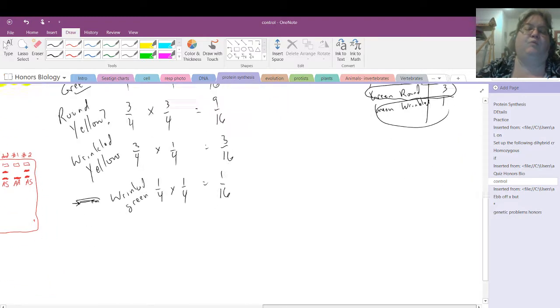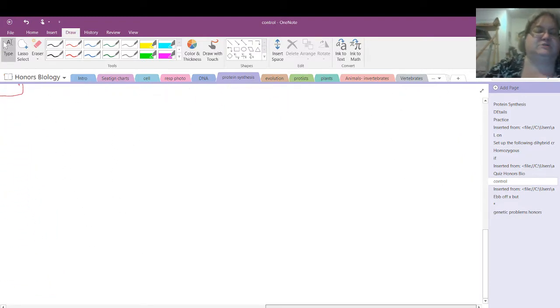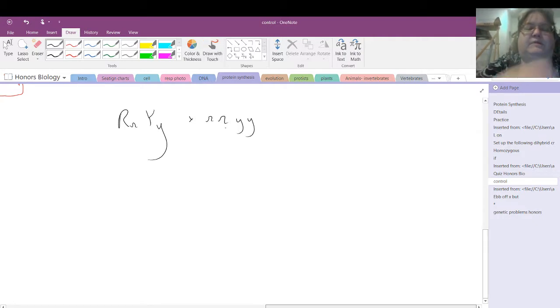Now, let's do another one. Let's use the same symbols just so we're not throwing too many new things in the mix. What say we take our heterozygous, big R, big Y, little y. Let's keep that. What if we then did a homozygous recessive? A homozygous recessive, little r, little r, little y, little y.